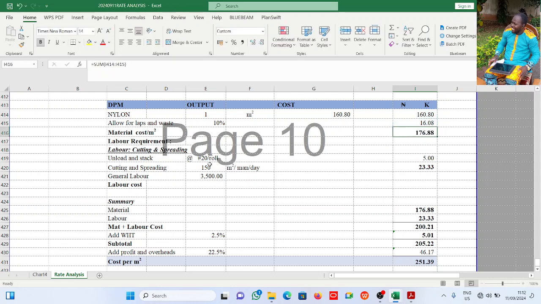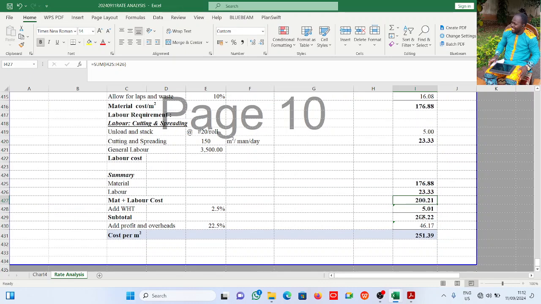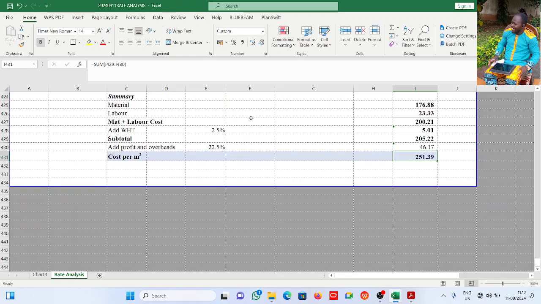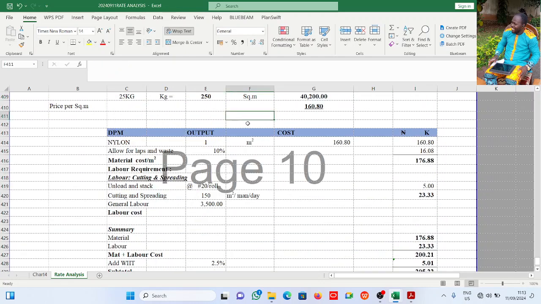Material cost. The labor cost for cutting: maybe 820 rows at 5 naira. Cutting and spreading 150 square meters per day. Now labor is this divided by 150. This is this amount per square meter. So the summary: material is this, the labor per square meter is this. Then if I sum this up, I have this, then add withholding tax, then I add profit, and this is 251.